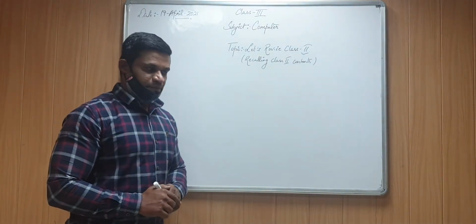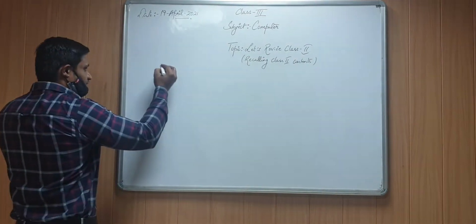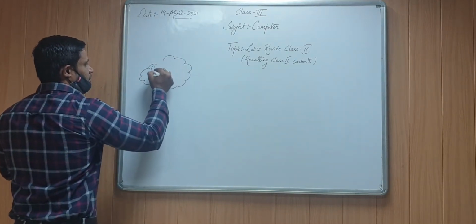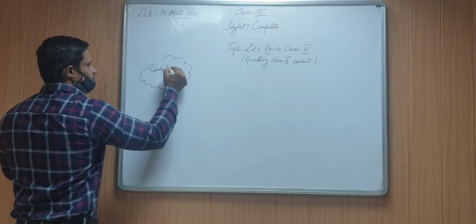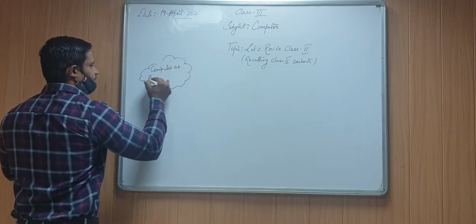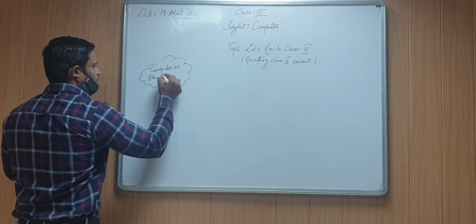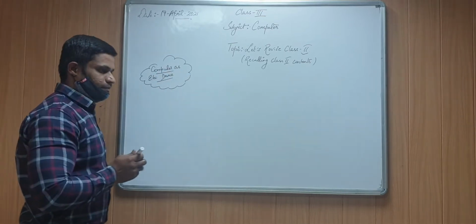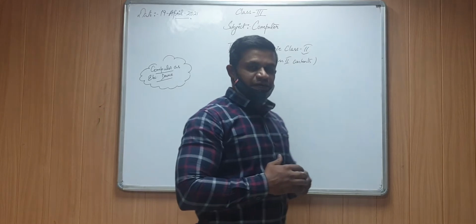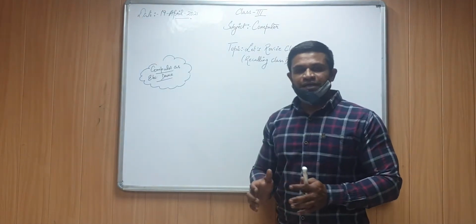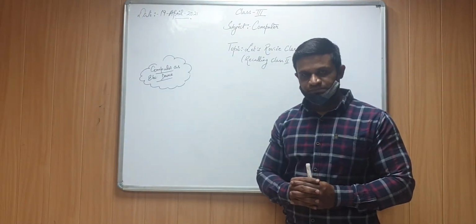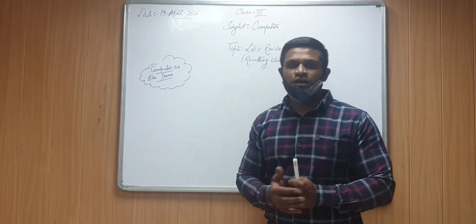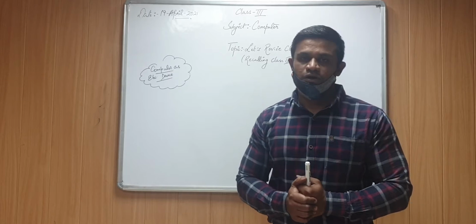The first chapter which we studied about was computer as an electronic device. We had studied that computer is an electronic device which is capable of doing versatile actions or processes or works.